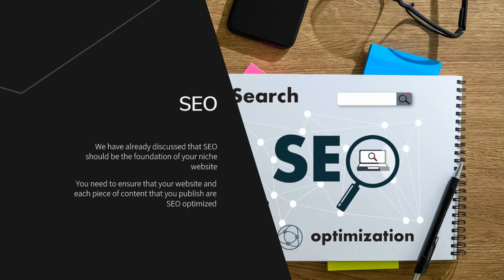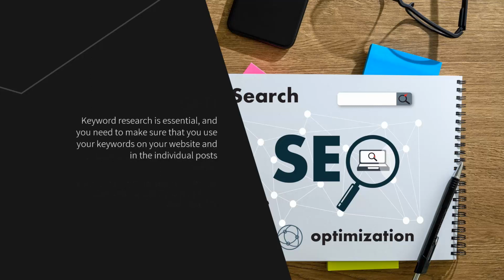This is not a guide on SEO, and there is plenty of information available on the subject online. Keyword research is essential, and you need to make sure that you use your keywords on your website and in the individual posts. This is called on-site or on-page optimization. Pay careful attention to the titles of your posts to ensure that they are keyword-rich. Use the header tags in WordPress and add keywords in some of these.